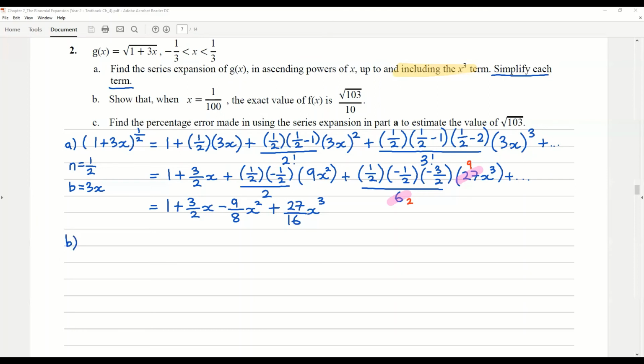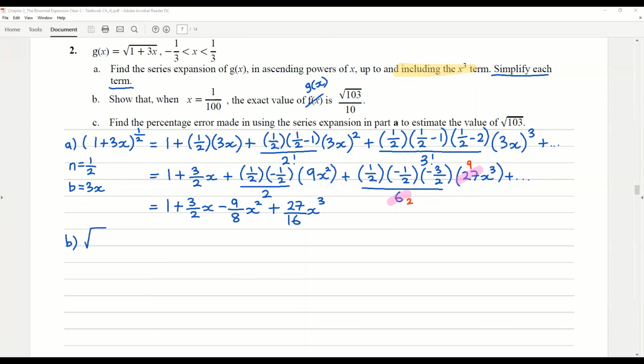Part B, we have to show that when x equals 1 over 100, the exact value of f of x. Oh, that's a typo, isn't it? That should be g of x. I apologize. Please change that. Very unprofessional. The square root of 103 over 10. Well, let's just sub it in and find out what happens.